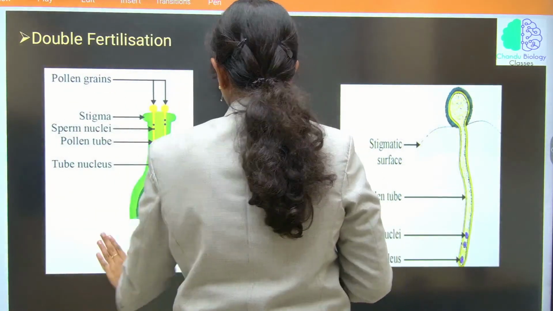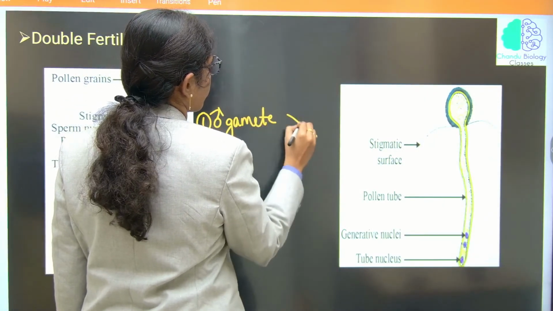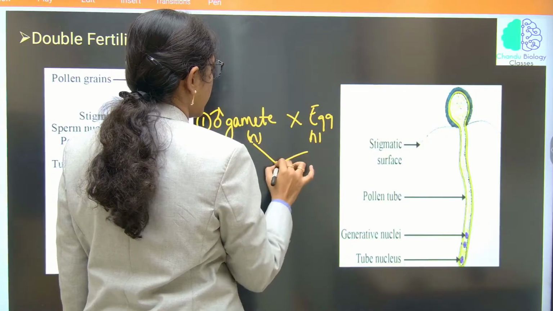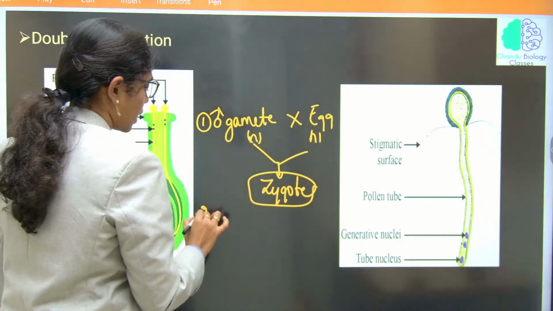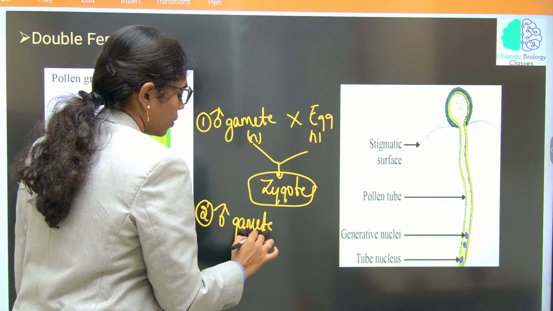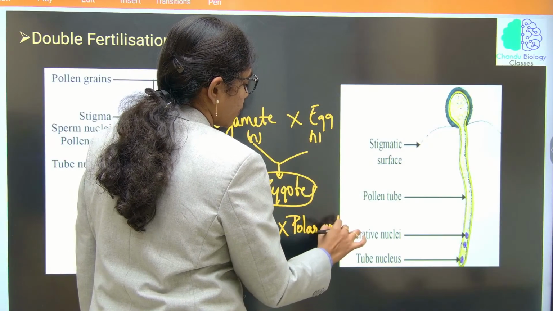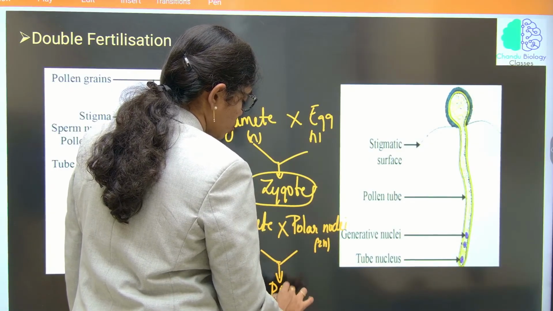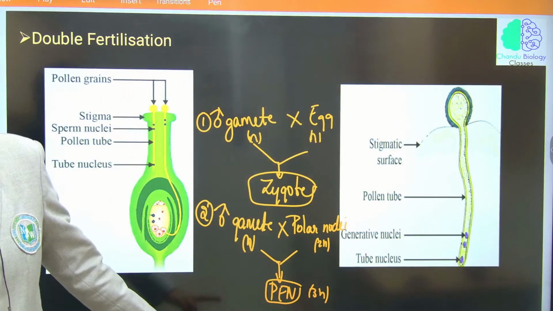So here one male gamete fertilizes the egg. This forms a diploid zygote. And the second male gamete, which is haploid, will fuse with the polar nuclei, which is diploid, forming a triploid primary endosperm nucleus. As three nuclei are involved here, this is also known as triple fusion.